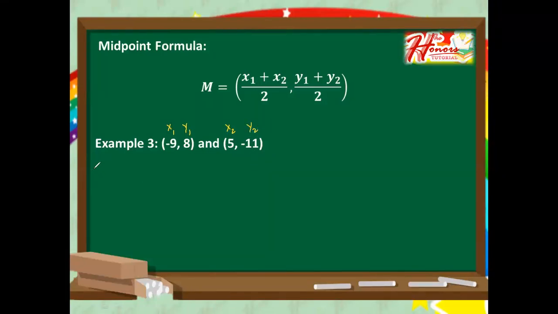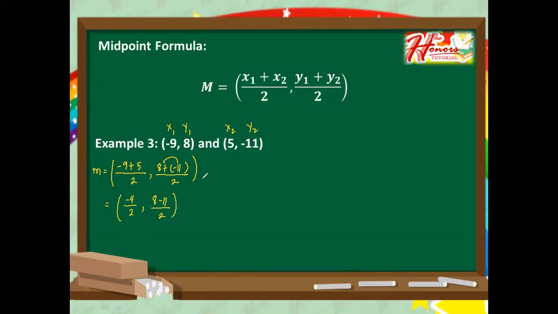Now let's substitute our given in our formula. So we have here x sub 1, that is negative 9, plus x sub 2, that's 5, over 2. And then we have here y sub 1, that's 8, plus y sub 2, that's negative 11, over 2. So we have here negative 9 plus 5, that's negative 4 over 2. And then positive and negative, it will become negative. So 8 minus 11 over 2.